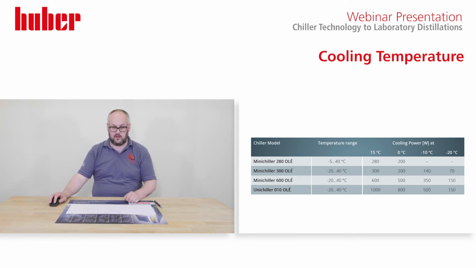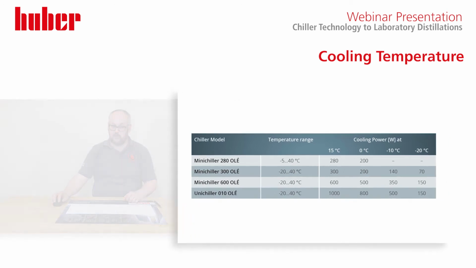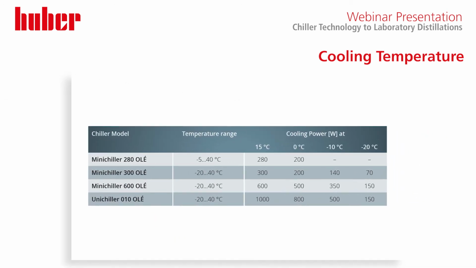And this is where we're running on that. So on the table here, you'll see our mini chiller 280 has 280 watts at 15 degrees. And at 0 degrees, you've got 200 watts. So there's plenty of cooling power at the lower temperatures. You'll notice this trend all the way through the Huber product range. We've designed a multi-purpose chiller that delivers high cooling power at low temperatures.